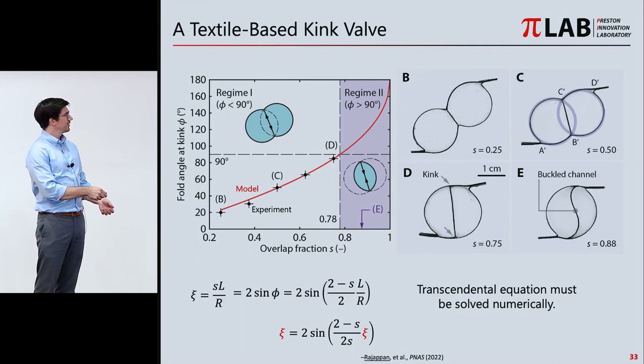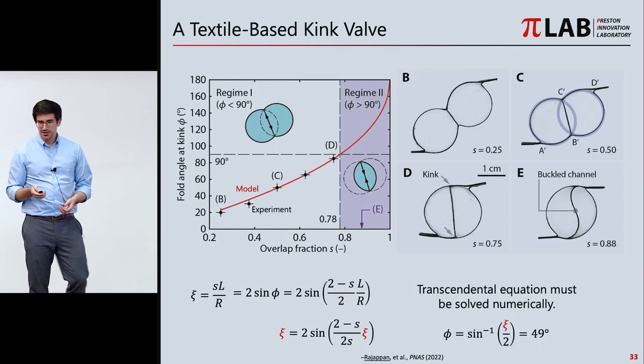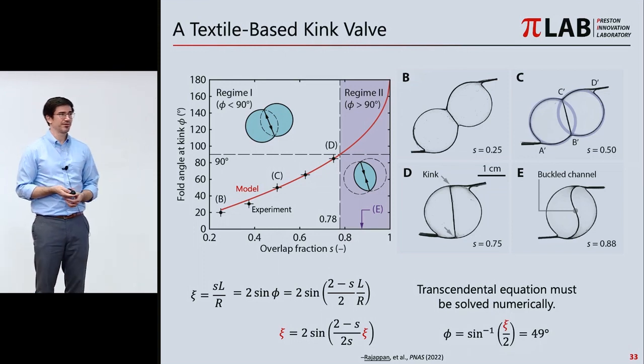In fact, we chose an overlap fraction of 50%, which was suitable for all of our applications, and that gives a kink angle of about 49 degrees.